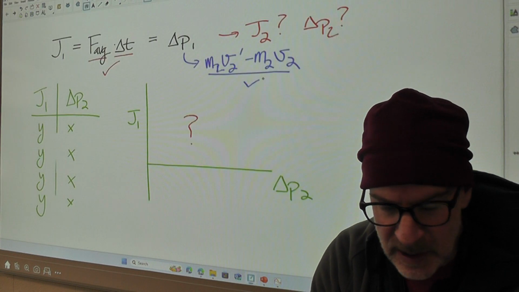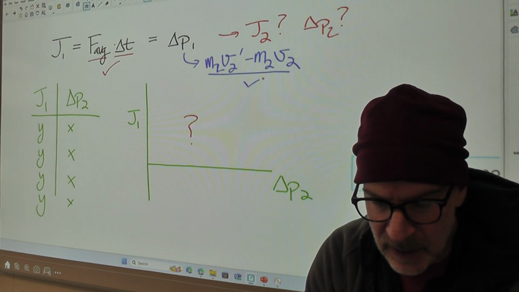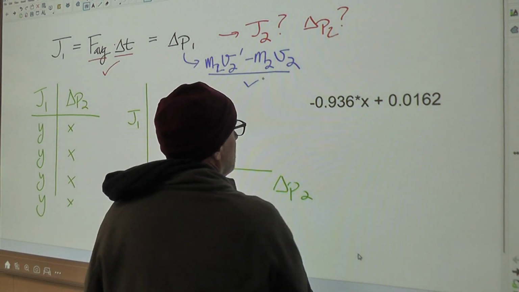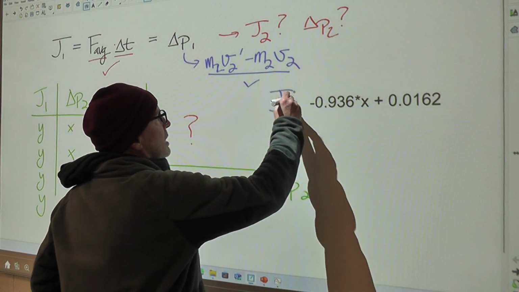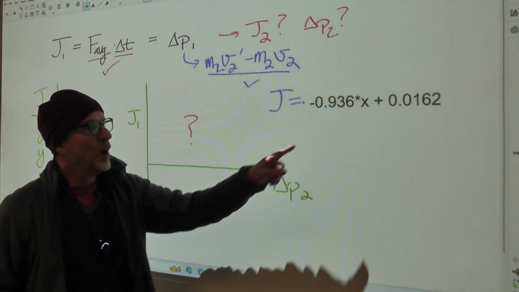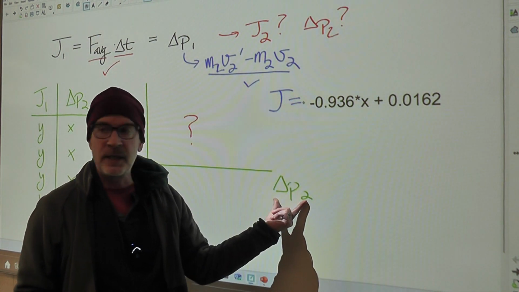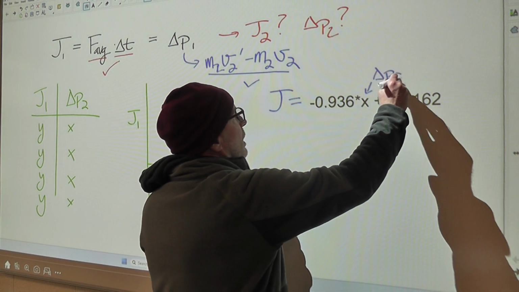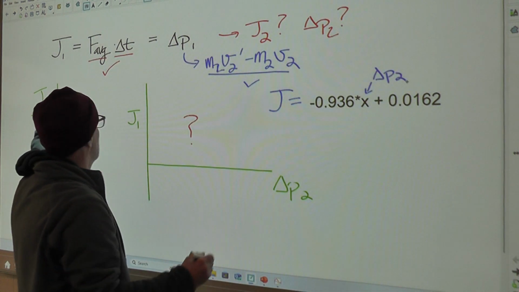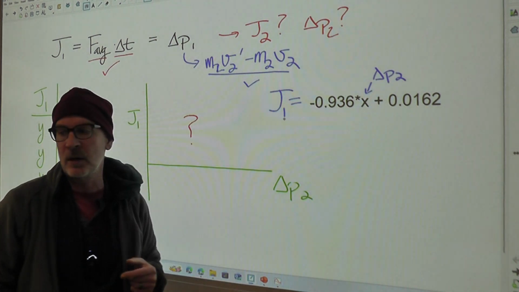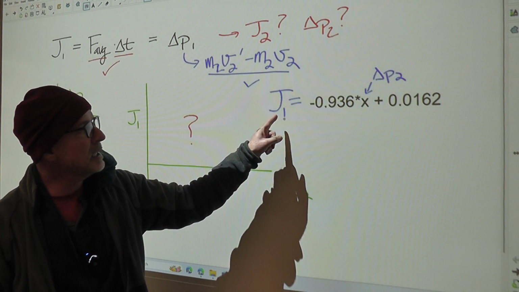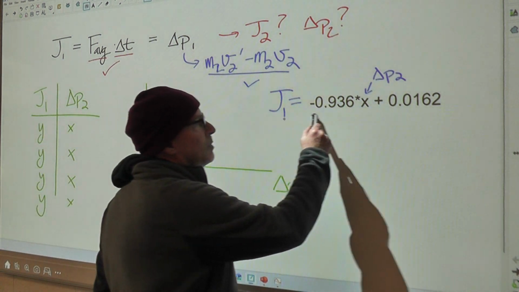So let's take a look at that in this context. What we're saying is the impulse is equal to this stuff. Well, my x variable is the change in momentum of cart 2. And the impulse that I measured was the impulse of my first cart, in this case the green cart. So what I'm seeing here is that it looks like this is my relationship.